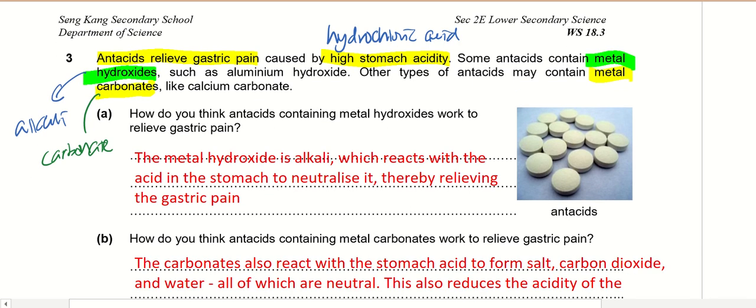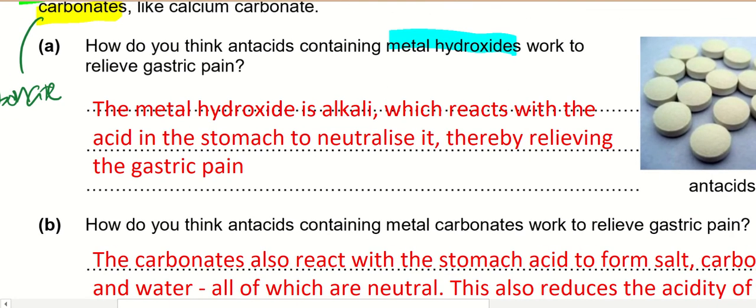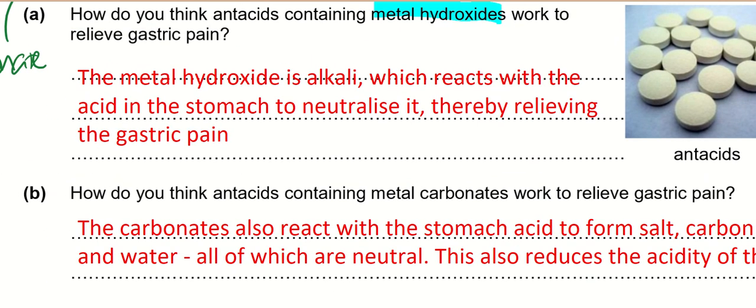Okay, so how do you think these antacids containing metal hydroxides in particular, we're looking at hydroxides only, work to relieve the gastric pain? So essentially, the question goes like, how does the alkaline get rid of the acid? This is something that we are familiar with. Metal hydroxide is alkaline, reacts with the acid in the stomach to neutralize it, thereby relieving the pain. This is pretty straightforward. We can use the word neutralize, and I encourage you to use it, because this is an acid alkaline reaction.